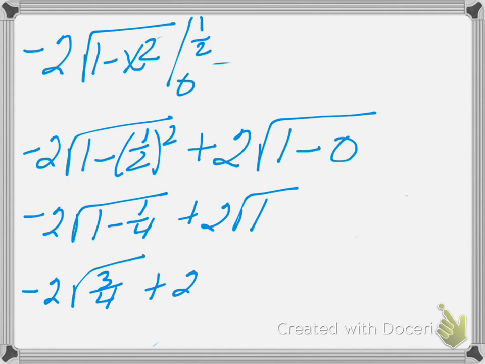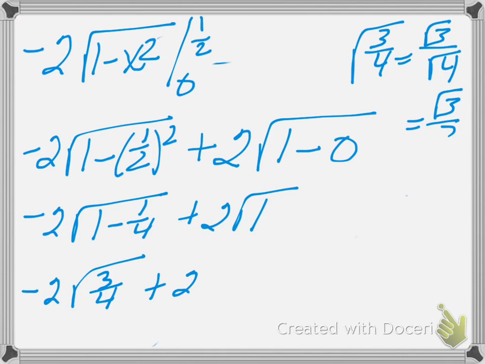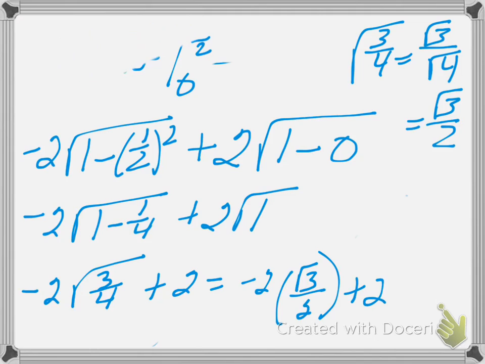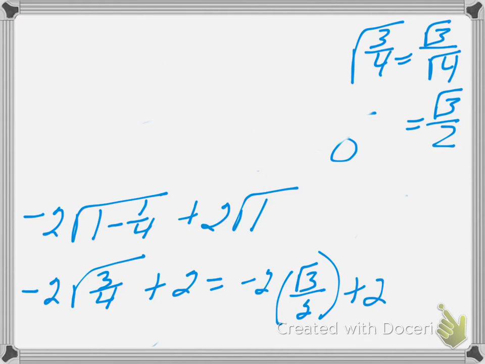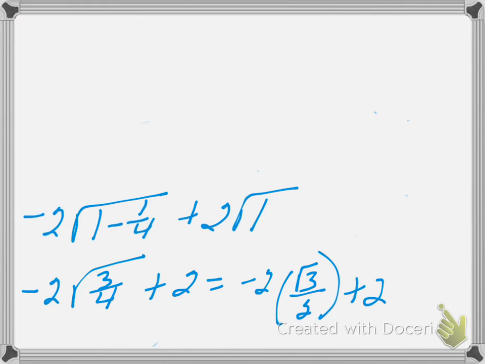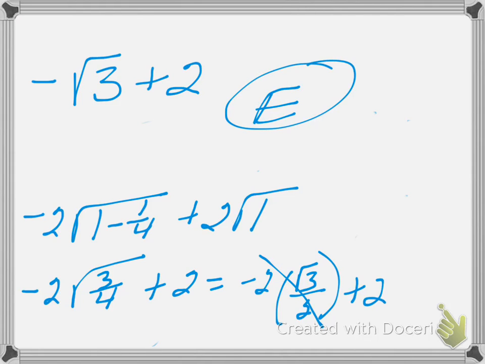Okay, so we have that. None of these are choices. You don't see, well, you do see a radical, but no radical over a denominator. So remember, if we have this, that is equal to this, which would be equal to this. Okay, and then you can see these twos cancel, and you get negative radical 3 plus 2, which is choice E, and we are finally done.